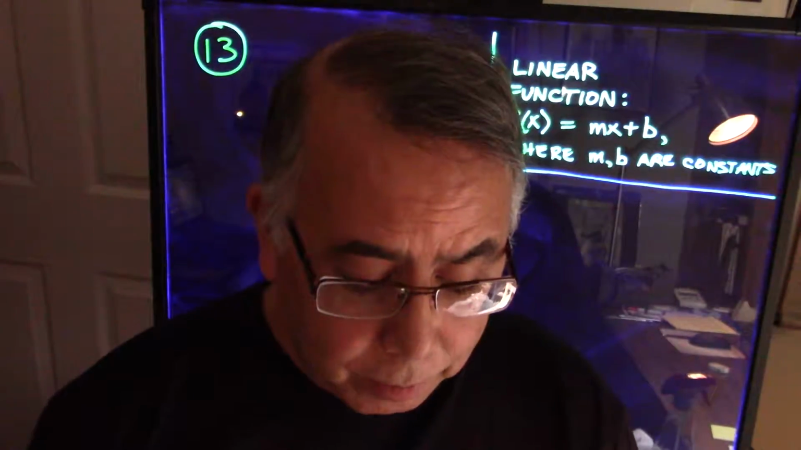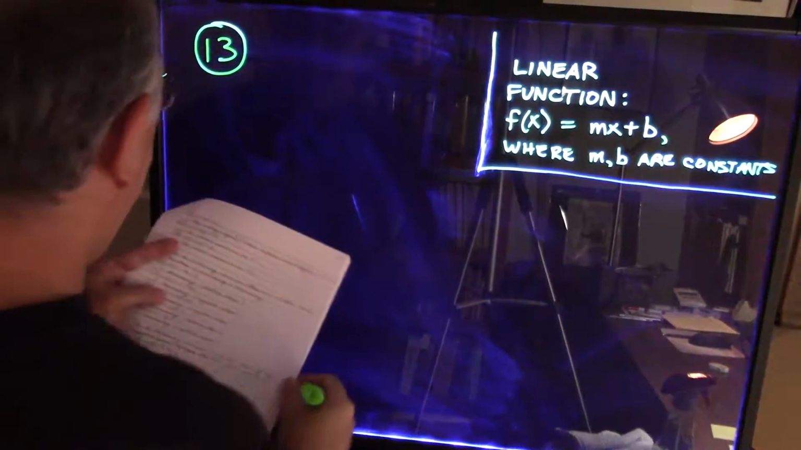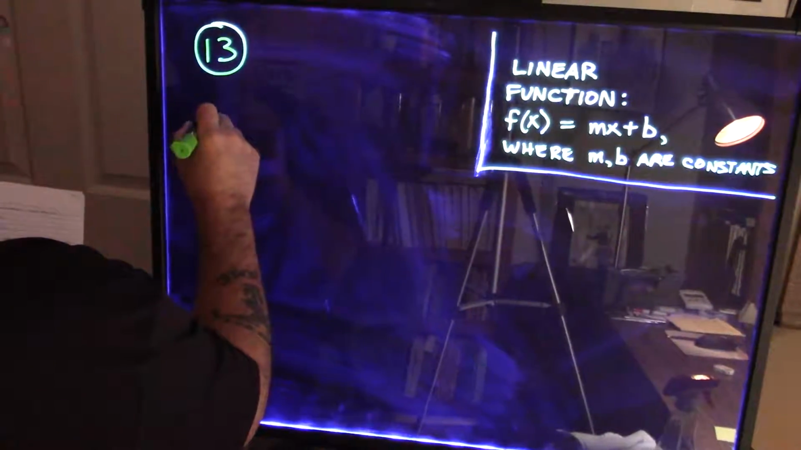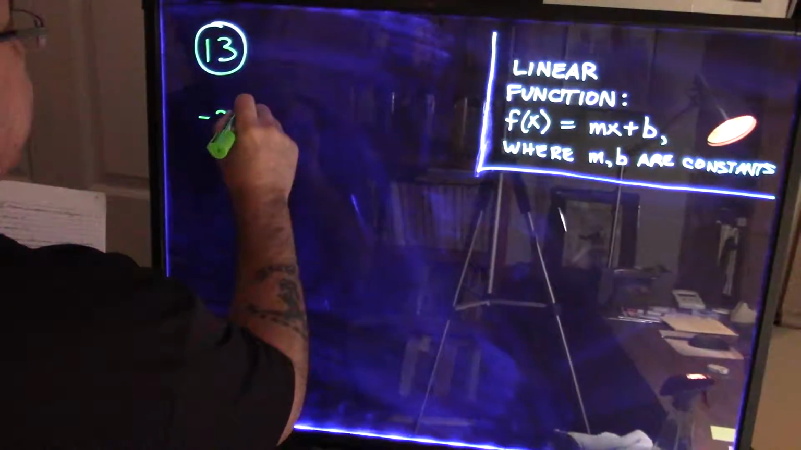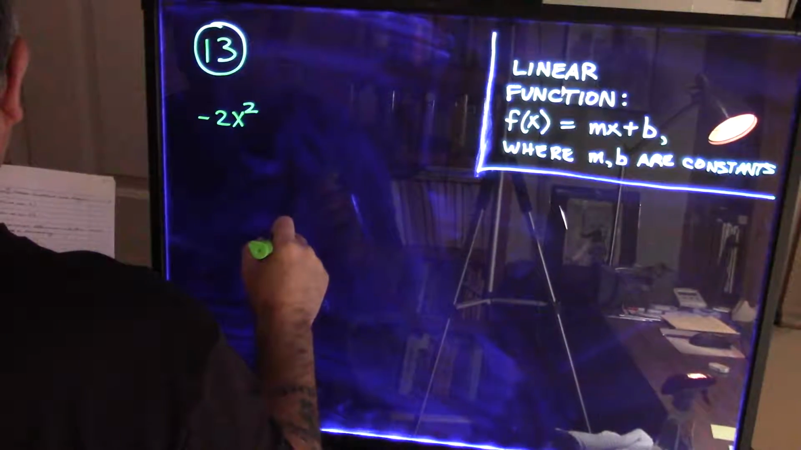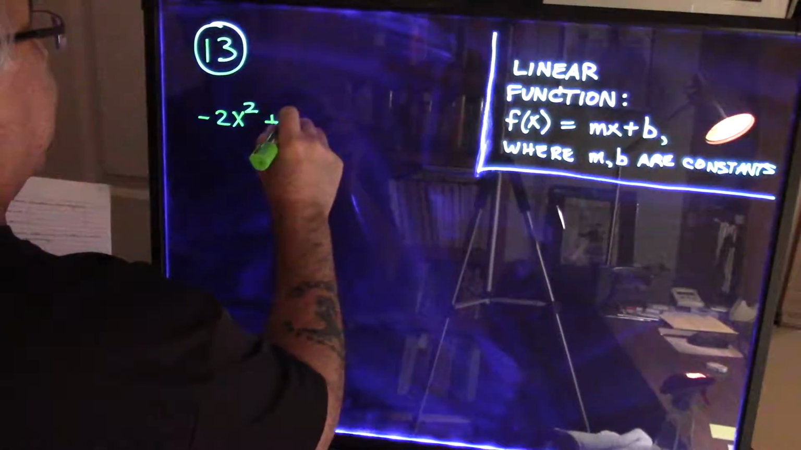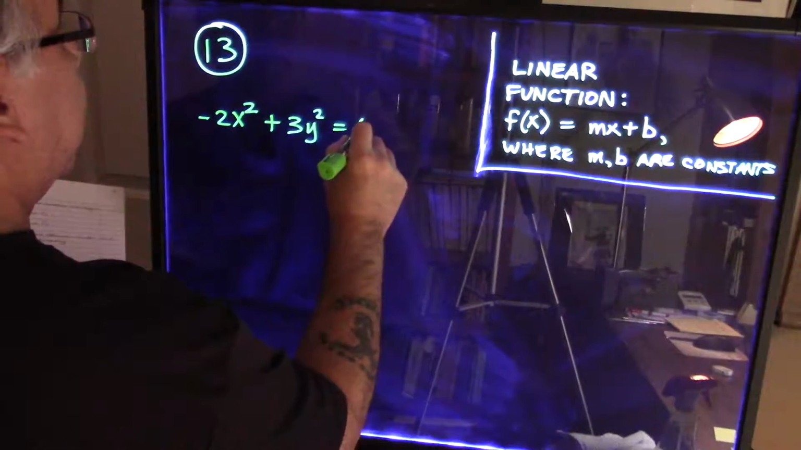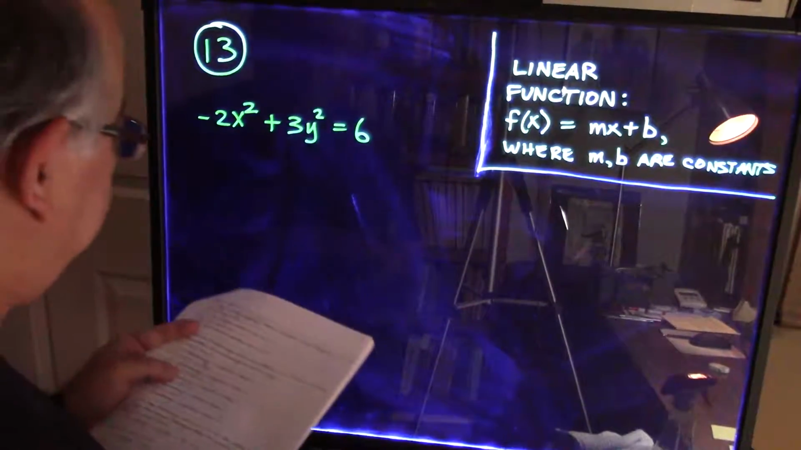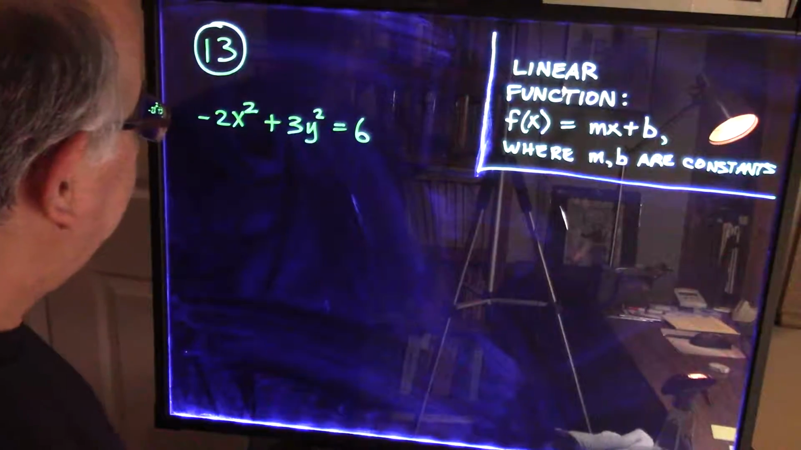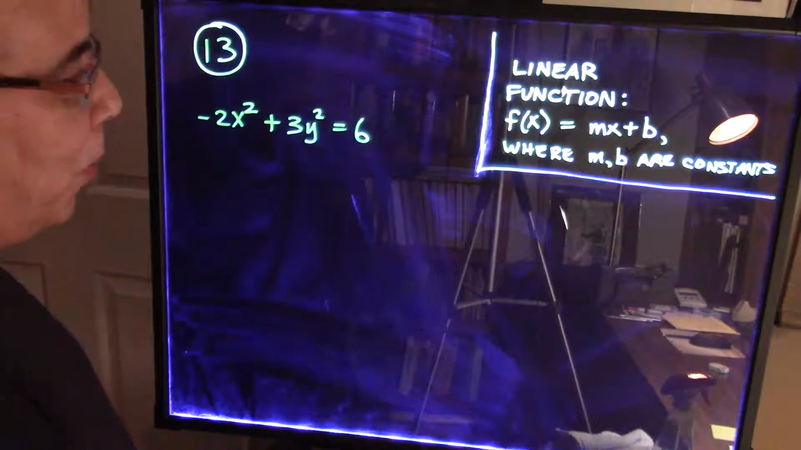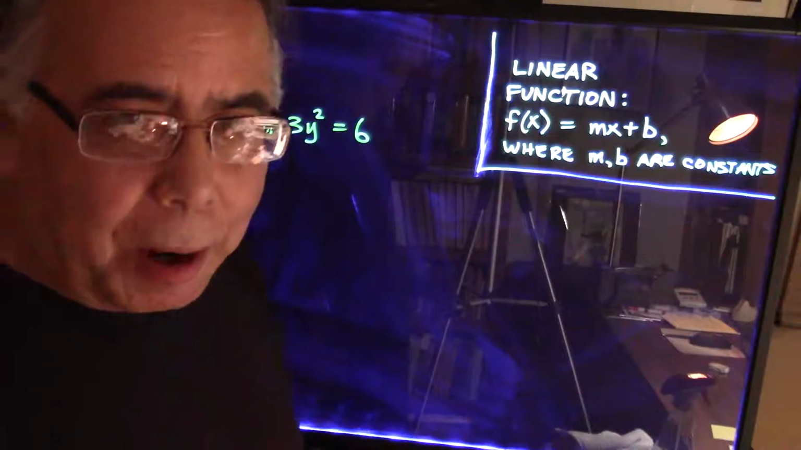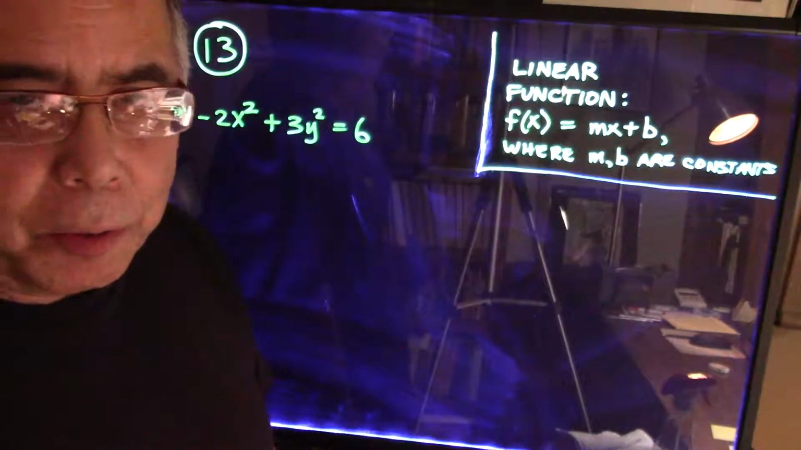Number 13. Negative 2x squared plus 3y squared equals 6. Alright. Well, again, the power on the 2 is not what we're looking for. We're looking for a power of 1. So this isn't a linear function.